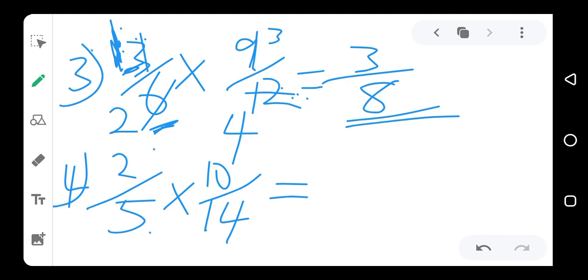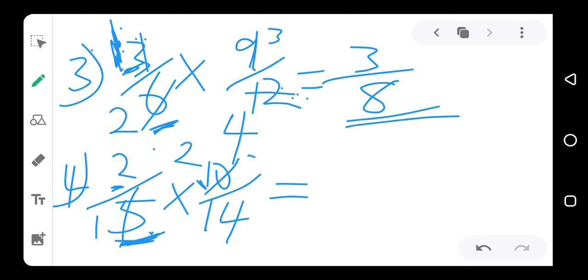Now let's start with 5. Is there anything that can divide 5 and divide these two? No. So we leave that one. We now come to 5 and 10. Is there anything that can divide 5 and divide this 10? Yes, 5 can divide itself and get 1. And 5 can divide 10 and get 2. So we now have 2 and 2 on top.